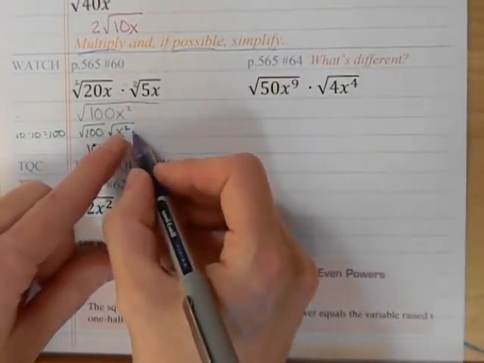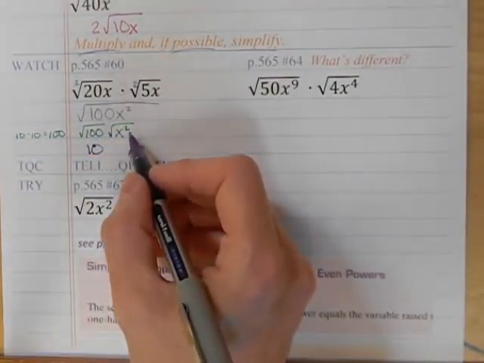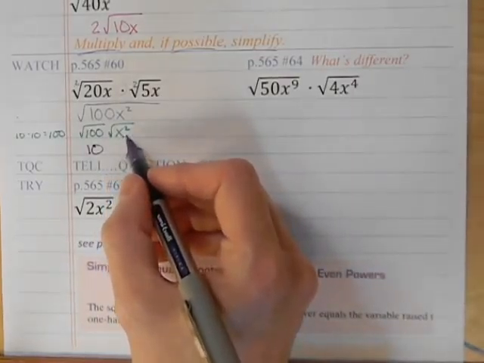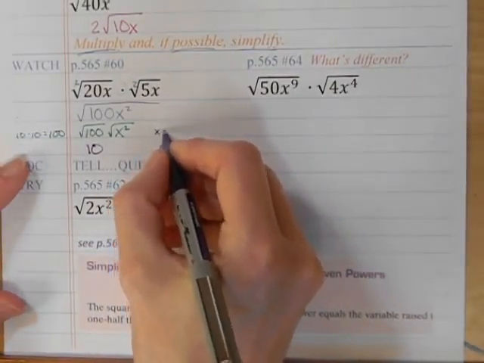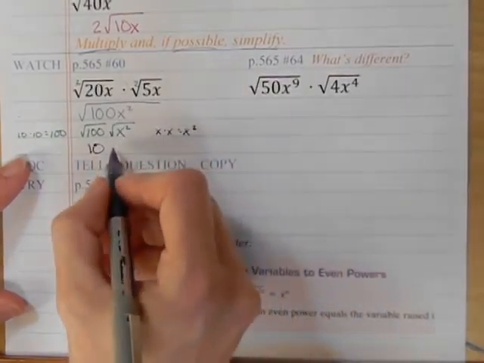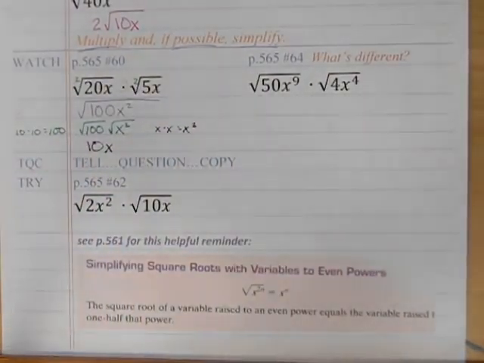And your radical x squared, that's the definition of undoing the x squared, is taking the square root of it. So that's just x. x times x gives you x squared, so you're just going to get plain old x. Nothing is left on the inside.